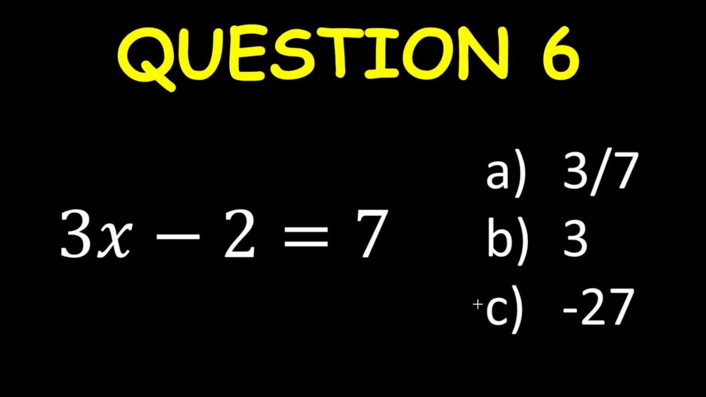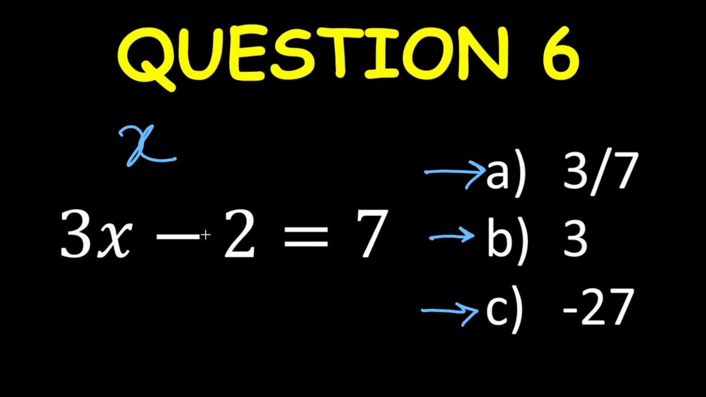All right, let's get back to the question. Question number 6. 3x minus 2 is equal to 7. So find the value of x. The options here are A equals 3 over 7, B equals 3, and C equals minus 27. Okay, so what's the first thing to do here?